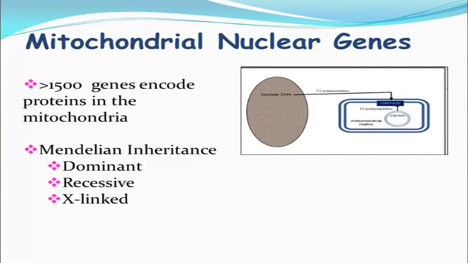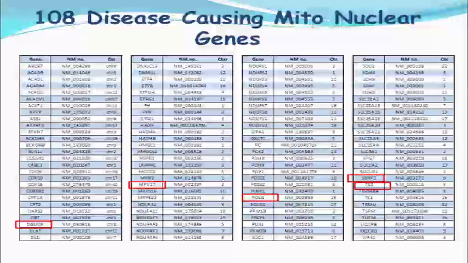Besides genes coded by the mitochondrial genome, there are many nuclear genes that also code for proteins involved in mitochondrial functions. If there are mutations in the nuclear genes, they fall within Mendelian inheritance, such as dominant, recessive, or X-linked inheritance.